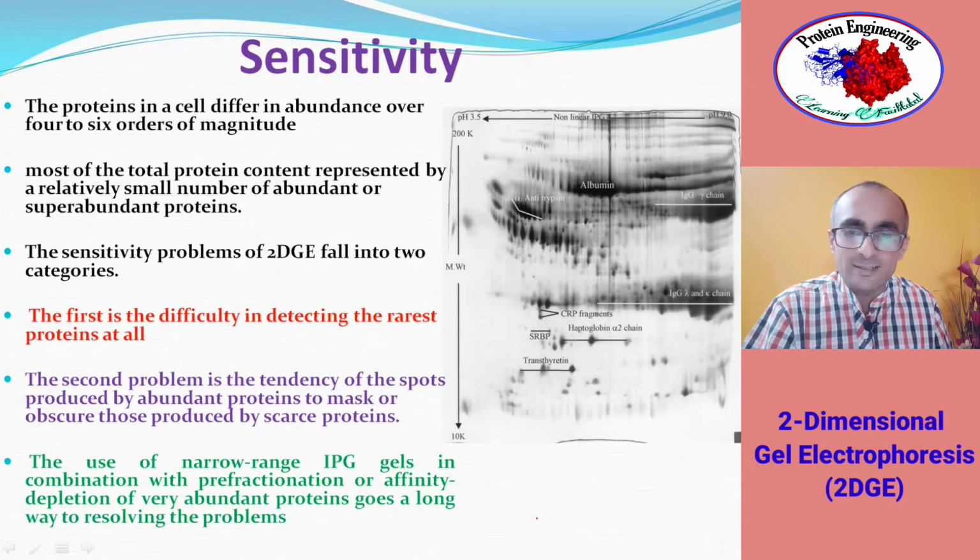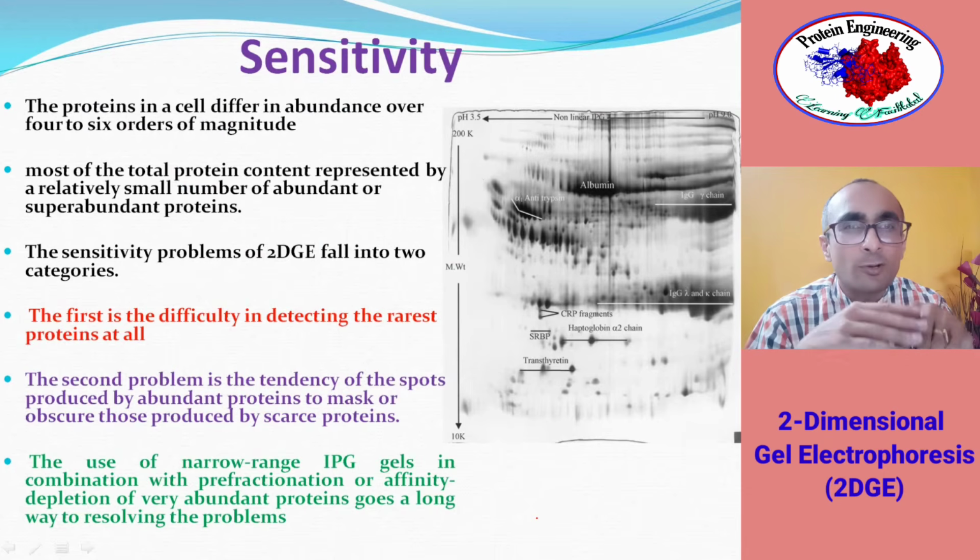Another issue is sensitivity. In the proteome, there are thousands of proteins and they all vary in their concentration also.